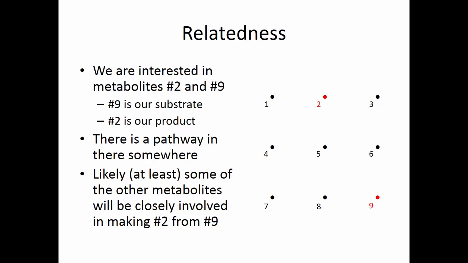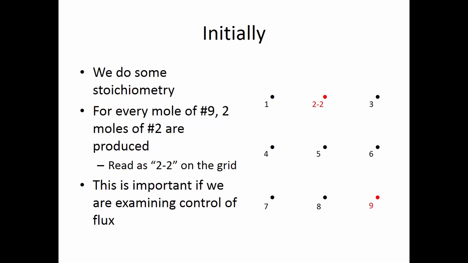And there's a pathway in there somewhere to get number 9 to number 2. So likely some of the other metabolites will be closely involved in making number 2 from number 9. Maybe all of them will. We'll have to find out. There are ways to figure that out.